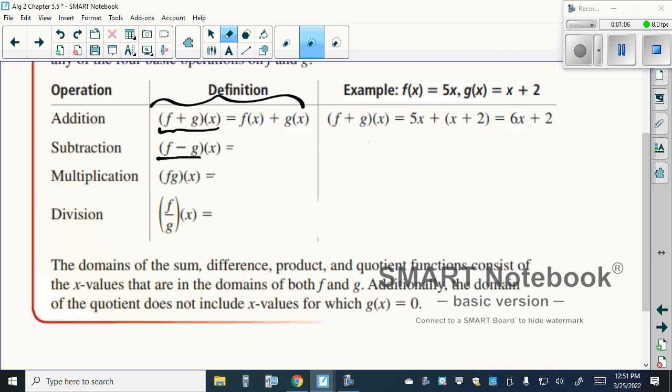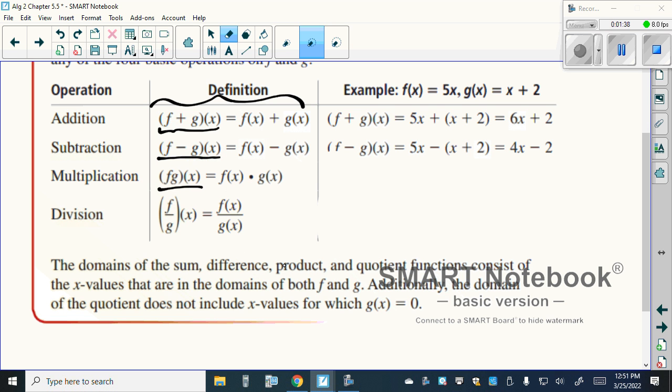The next one here, f minus g of x. Well, we're taking the function f of x and subtracting g of x from it. And the next one, multiplication, f times g of x is, well, we're taking the function f of x and multiplying it by the function g of x. We're just going to multiply the two functions together. And the last one, division, f divided by g of x is f of x divided by g of x.